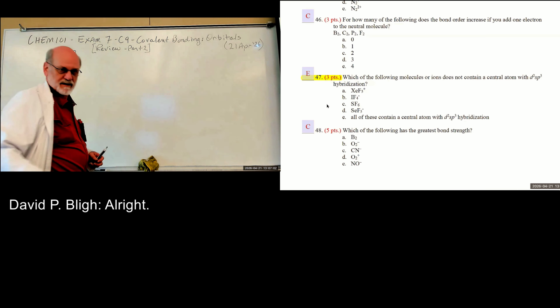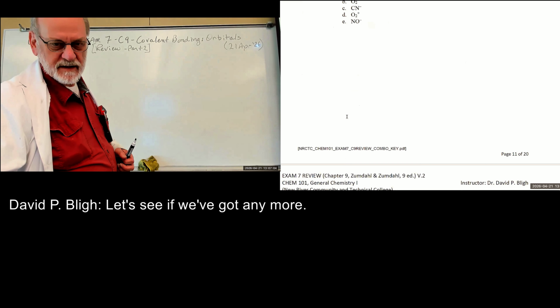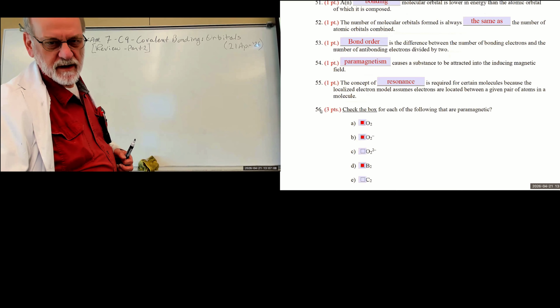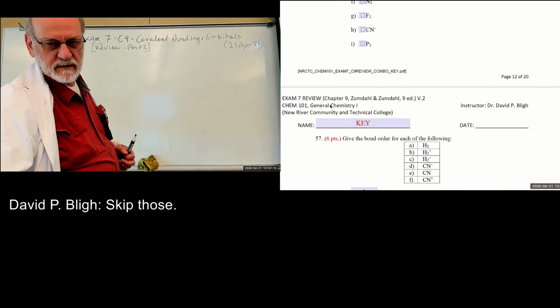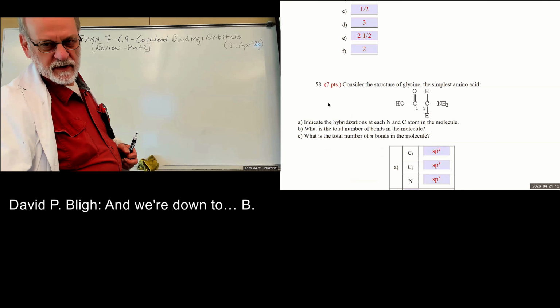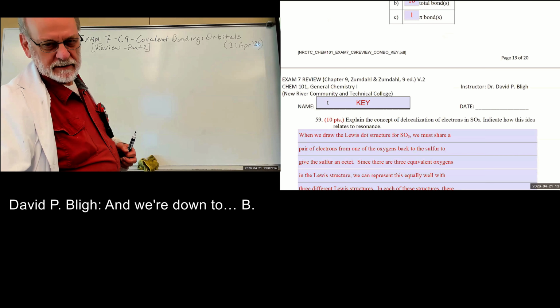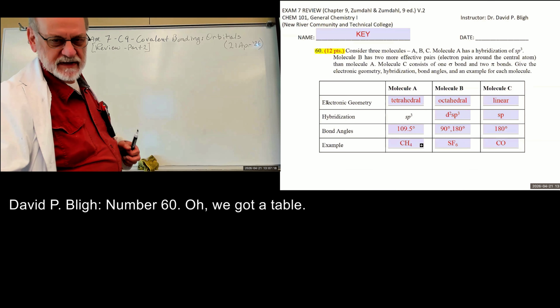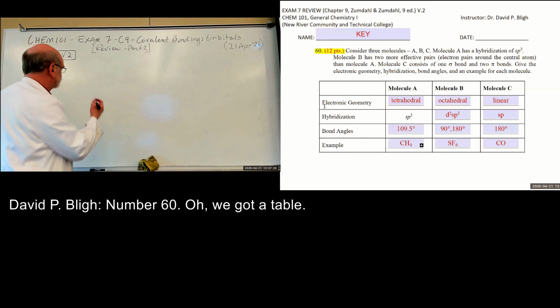All right. Let's see if we got any more. Get out of the way. Skip those. And we're down to number 60. Oh, we got a table.